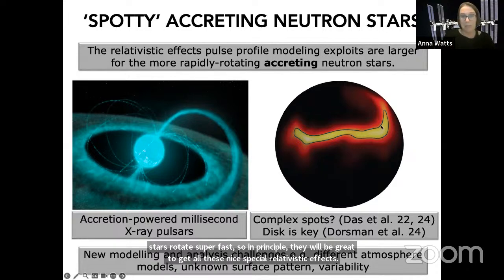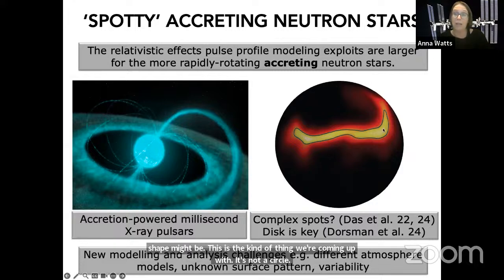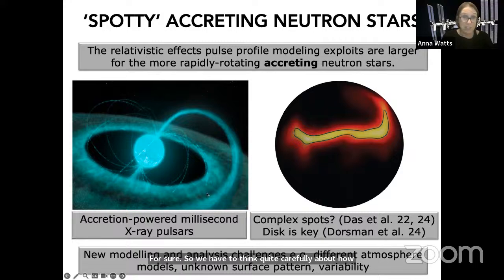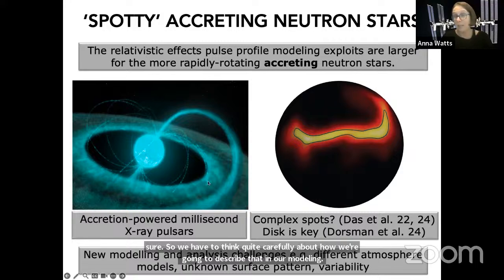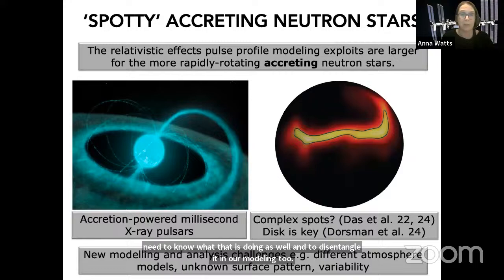We've done some simulations now of what the kind of spot shape might be. This is the kind of thing we're coming up with. It's not a circle for sure, so we have to think quite carefully about how we're going to describe that in our modeling. The accretion disk is also emitting in the X-ray, and we need to know what that is doing as well and to disentangle it in our modeling too. So that's a challenge to get those to work, but we're starting to make it work.